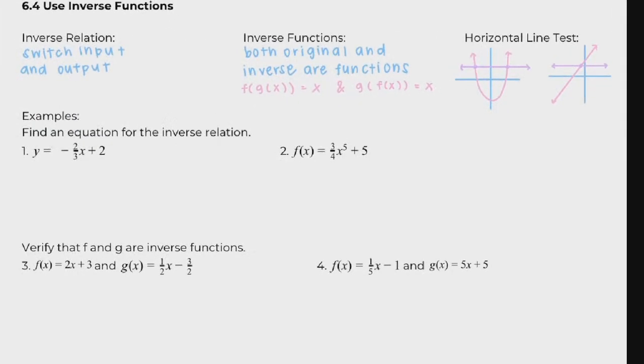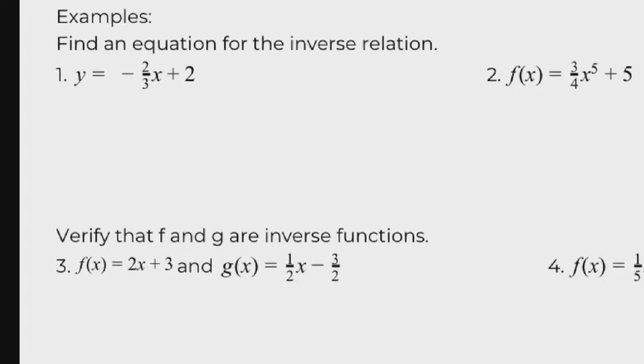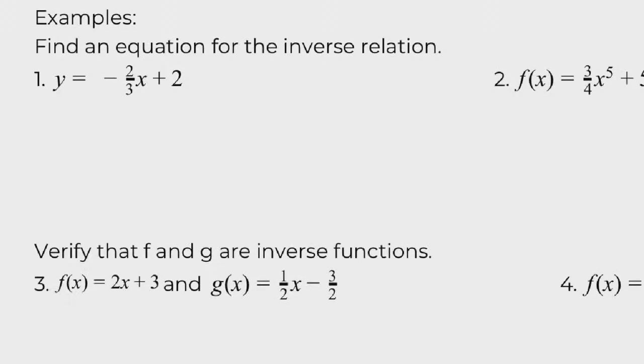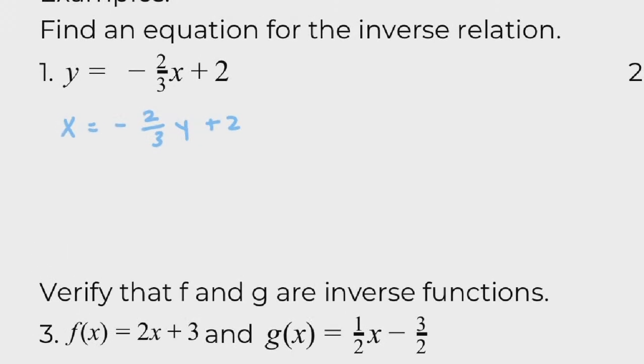Okay, so for the first two examples, we want to find the equation for the inverse function. So that's when we switch x and y. So for all the y's, I'm going to replace it with an x, and all the x's, I'm going to replace with the y. And then I want to solve for y. So for this problem, I will want to subtract 2 on both sides. So I get x minus 2 equals negative 2/3 y.